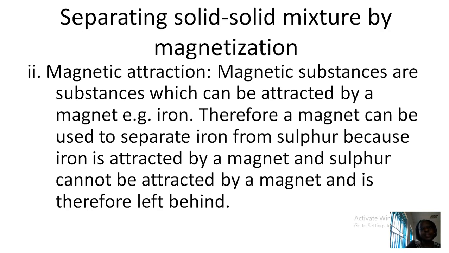Then we also have another method of separating a solid-solid mixture by magnetization. This has been seen when we wanted to separate a mixture of iron and sulfur using a magnet. We saw that the iron was attracted by the magnet, but the sulfur could not be attracted by the magnet. The reason is simple: sulfur lacks magnetic properties, whereas iron has the magnetic properties.